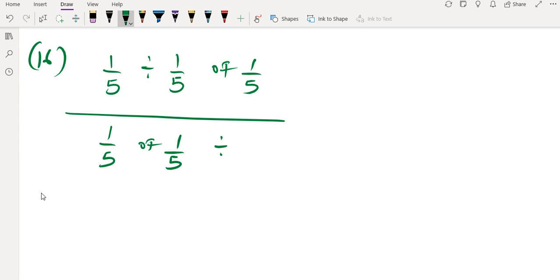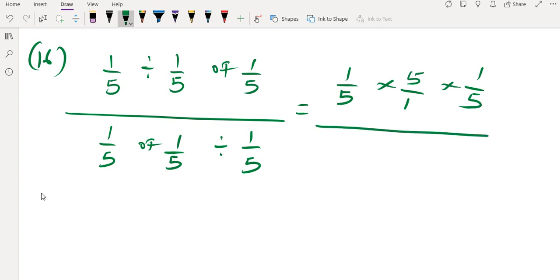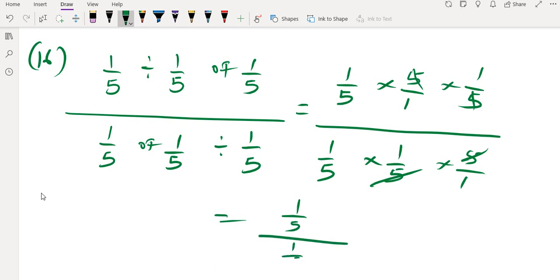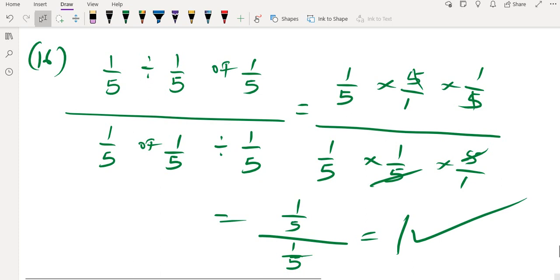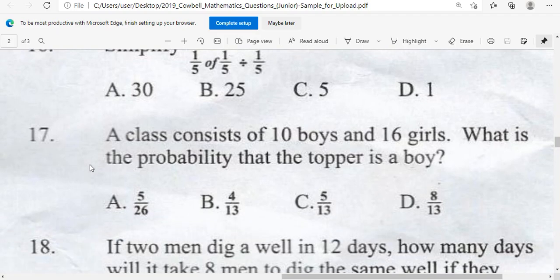Even to read the question, Oliver will not participate. This is what? Change it to times, please. 17 over 17 is 1, right? Yes. Number 17. Read the question.